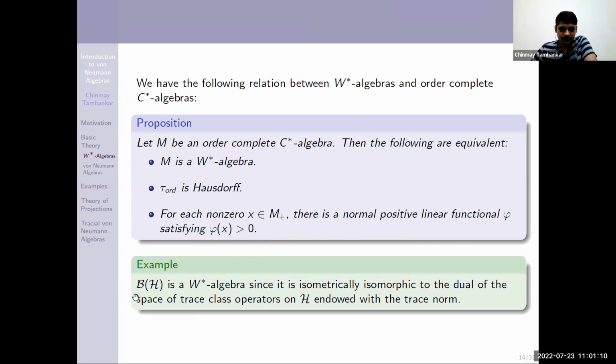So this is the biggest example of a W star algebra in some way. B of H is a W star algebra. So it is isometrically isomorphic to the dual of the space of trace class operators on H, and we endow this space with the trace norm. So this forms a Banach space, and its dual is isometrically isomorphic.